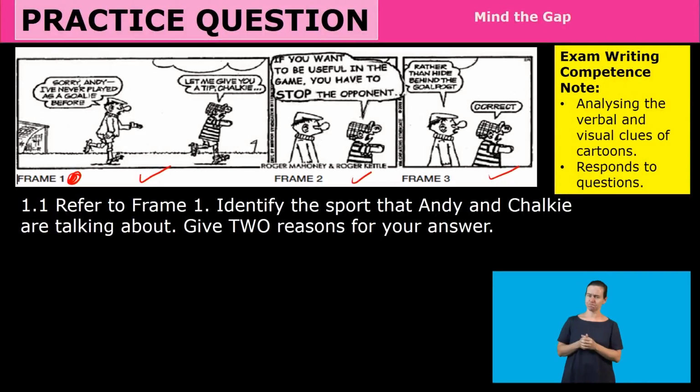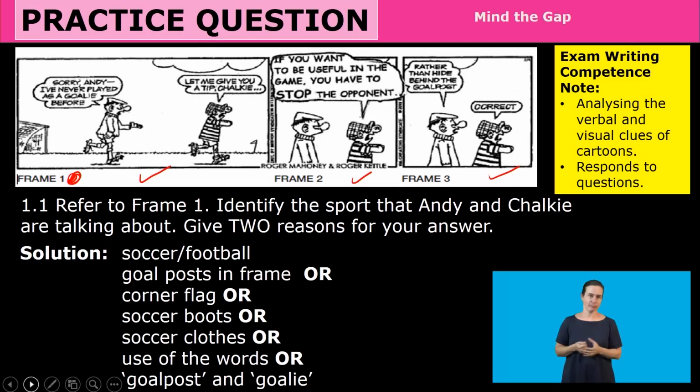So remember, we have to find visual clues in this case. Let's look at what our response identifies. It says there's a soccer or football goal post in the frame, which we have identified there. There's a corner flag, which we've identified there. They have soccer boots. As you can see, look at the clothes they're wearing. It looks like soccer gear. And then the use of the words in the text there says a goalie or a goal post. So any of those two would have earned you 2 marks.